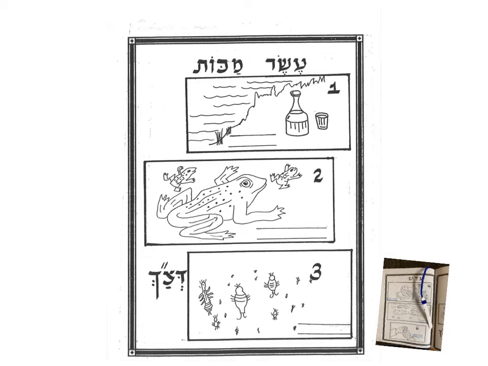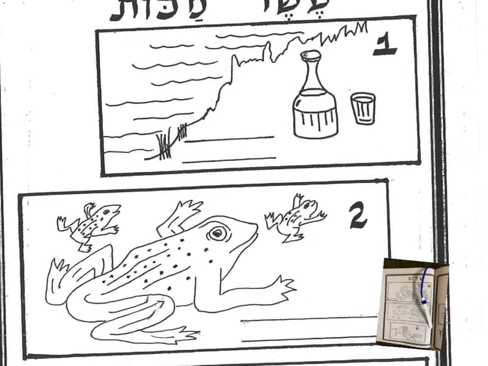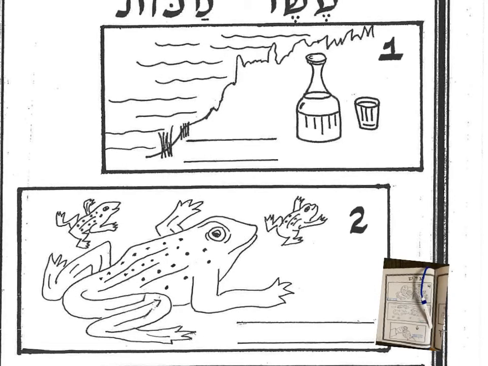Now, just for extra coloring fun, we have the 10 makot that you can color the scenes. You can color the blood in the river and the blood in the bottles. You can color the frogs and the lice. Now, a couple of interesting things. First of all, I'm going to write down what you're going to write down in these spots over here. And you can pause the video when you're writing down. So over here, we're going to write dam.